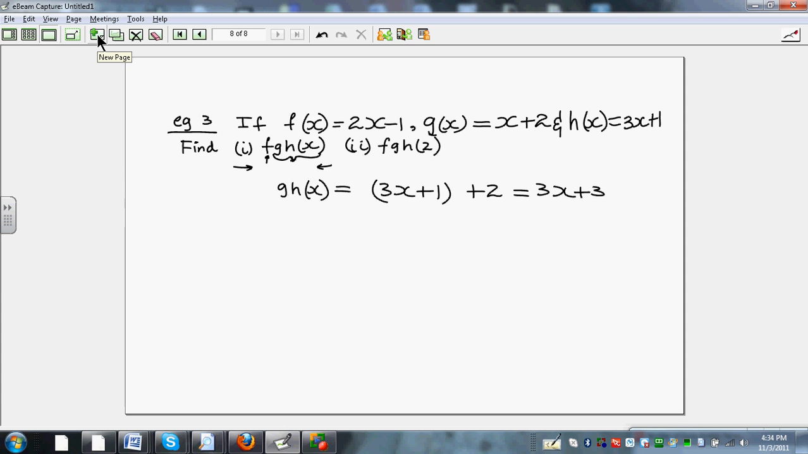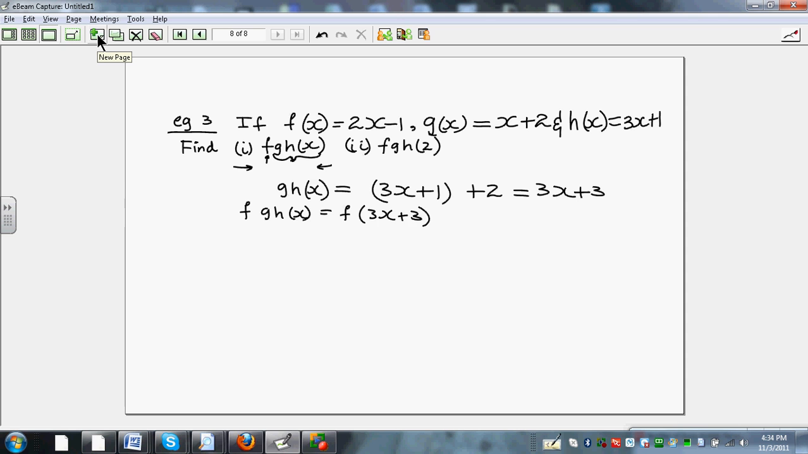So that is what gh of x is. But that's not what we are required to find. We are required to find f gh of x. But gh of x is 3x plus 3. So another way of writing this is saying f of 3x plus 3.